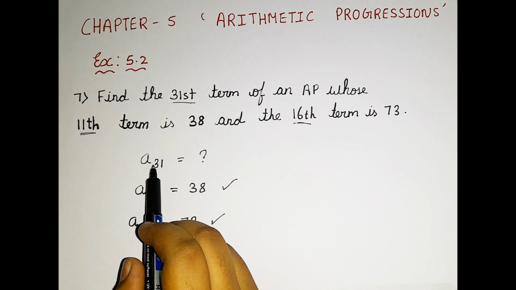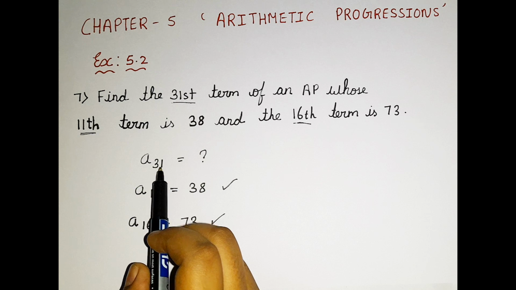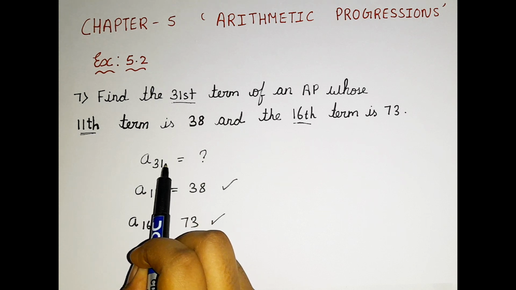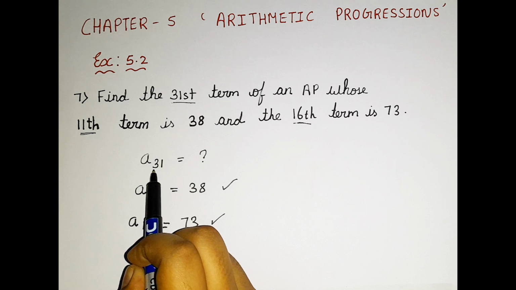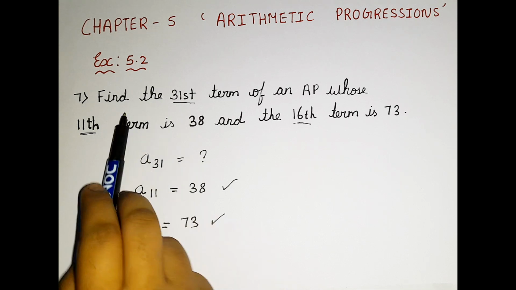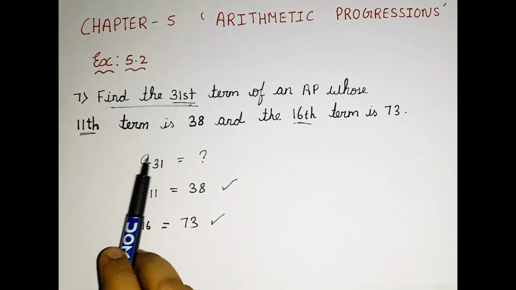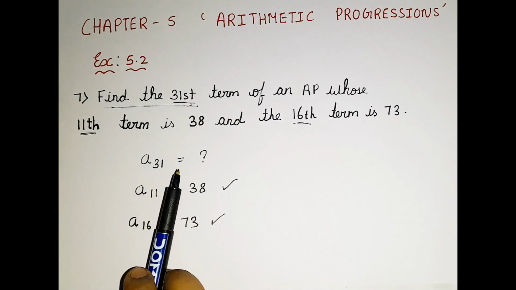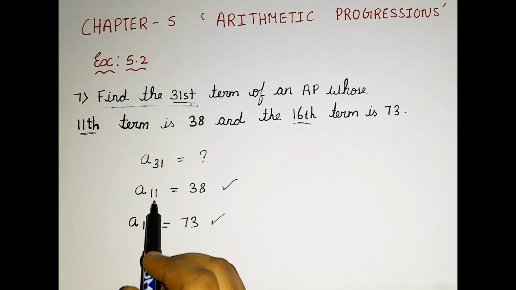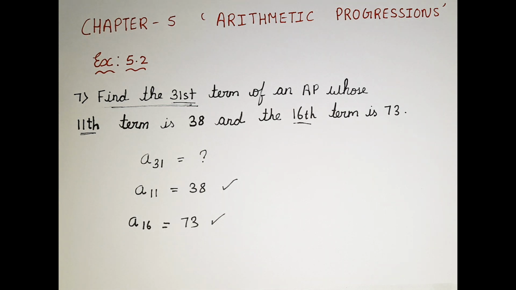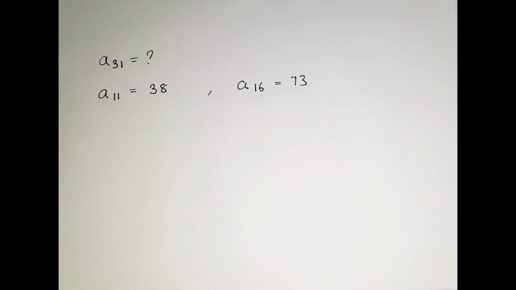We don't actually say A31, we just say we are supposed to find the 31st term. In maths we just write it like this, but when we say it, we are supposed to say we are supposed to find the 31st term. So now in this question we are supposed to find the 31st term. How to find it? We are supposed to use these two values. So now let us do that.